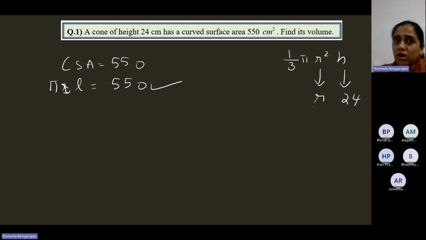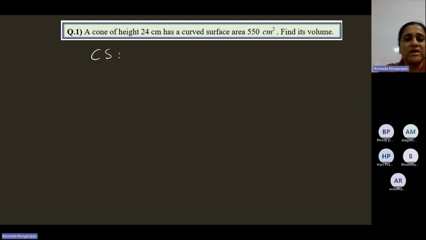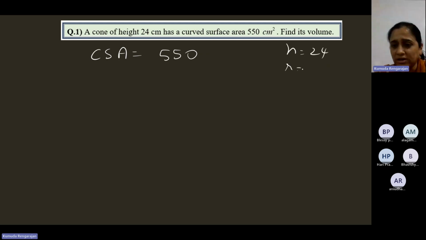We can't find anything. So what you should do is, you must write L in terms of H and R. Because we know that L, H, and R in a cone are connected. They have a relation. Now you should write L in terms of H and R. Then H, 24, is given, and R, let it be R. The equation will have only one unknown R, and you can work and find R. So that's how you have to think. First you should ask yourself, why have they given CSA to find volume? That's because height is given, but radius is not given. To find radius, they've given you this information.